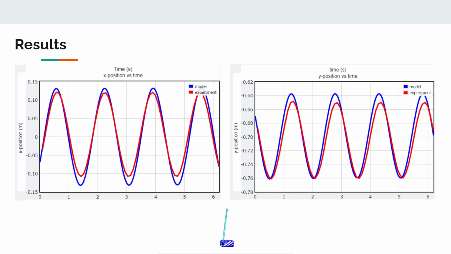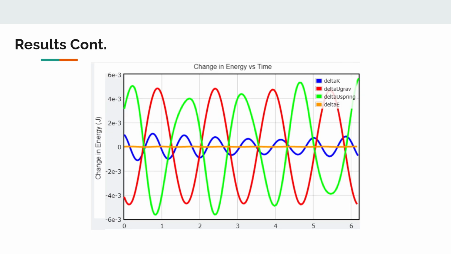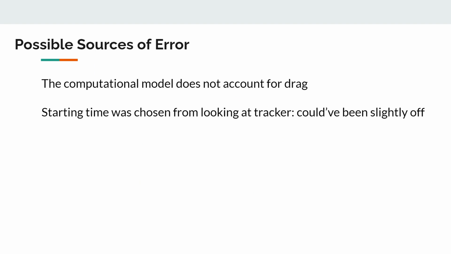So for position, we have the experiment and the model plotted, and you can see that they're pretty close. The model just slightly has a higher amplitude than the experiment, and we'll get into why I think that is soon. Then our energy is very symmetrical, as you would suspect, and you can see that our total energy remains at zero for the entirety of the time, and then our kinetic energy is going at twice the rate of our potential energy.